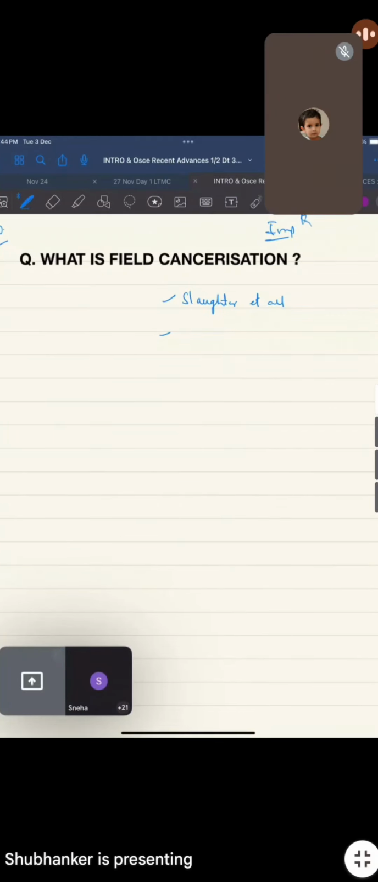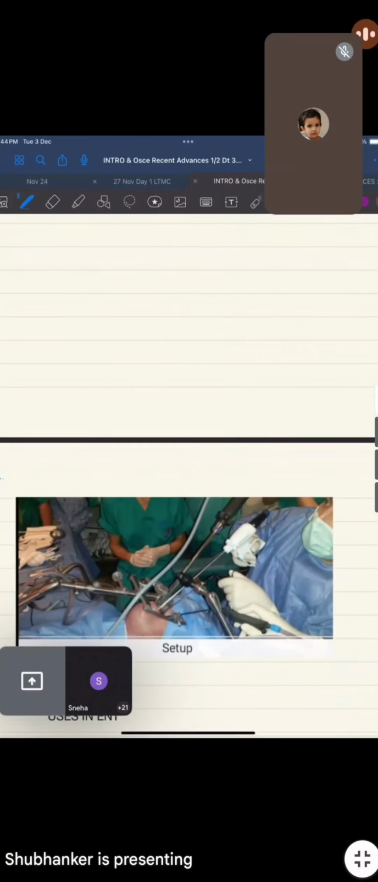Okay, so we'll go through this theory multiple times. The initial few classes will be to just put into your mind that this is important. You have to read more about it. This is not the end of the day. Please bookmark it. This is an important question: what is field cancerization? What is it also called? It's called the Slaughter hypothesis. Okay, something else is also there.